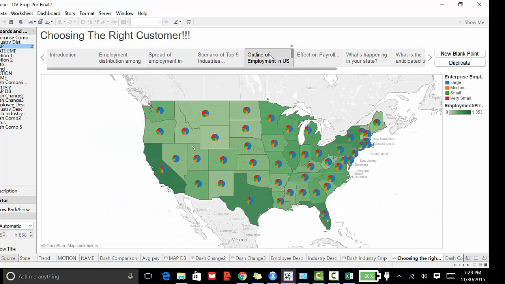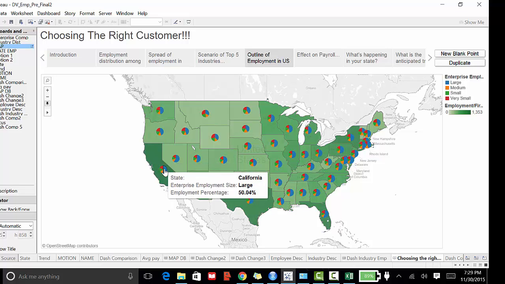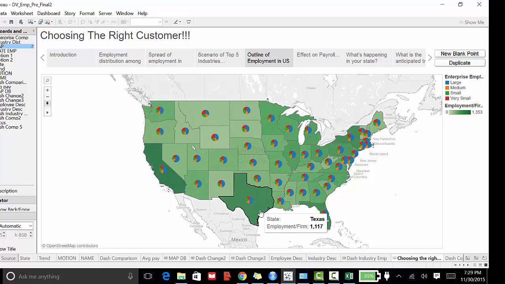Now we shift our focus from industry type to geographic location that affects the average pay of an employee. For this purpose, we use a multi-layered map which in the background shows the employment per firm ratio, and the pie chart gives the distribution of employment based on the enterprise size in those states. We can see here that states with a high employment to firm ratio have a higher percentage of employees in large firms, such as California, Texas, Florida. These all have more than 50% of employment in large enterprises.